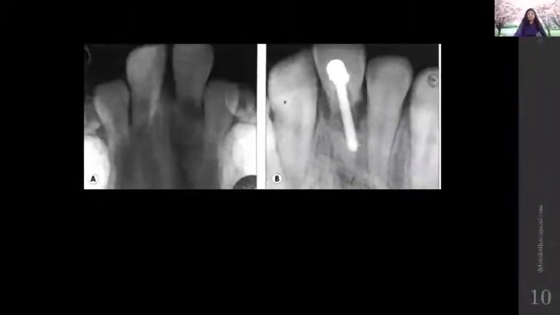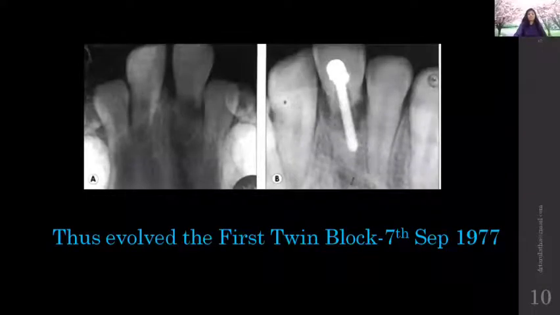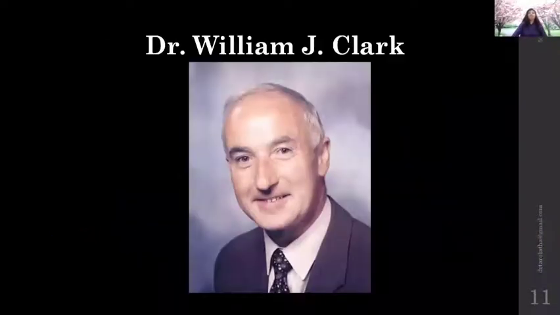So the first twin block was developed on 7 September 1977 by none other than Dr. William J. Clark. This is the photograph of the person himself, and I'm sure that he might not have envisioned that his appliance was going to be so popular throughout the world. And kudos to him, he developed this appliance with a lot of enthusiastic zeal to come up with so many modifications. Because of him, twin block is popular throughout the world right now.